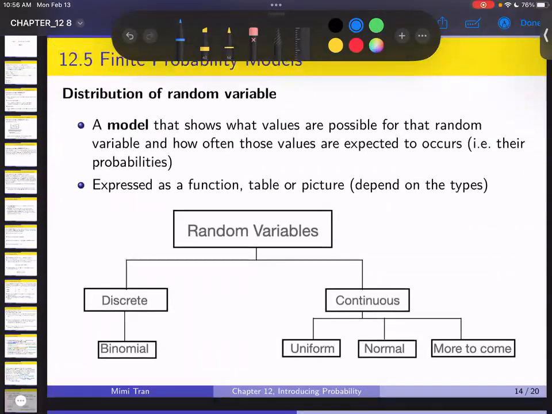Now, what is the distribution of a random variable? We're going to take a look at models. And what is a model? A model shows the values that are possible for the random variable and how often those values are expected to occur, meaning their probability. We've done this before, we just didn't know what it was called. You did that on your exam one.